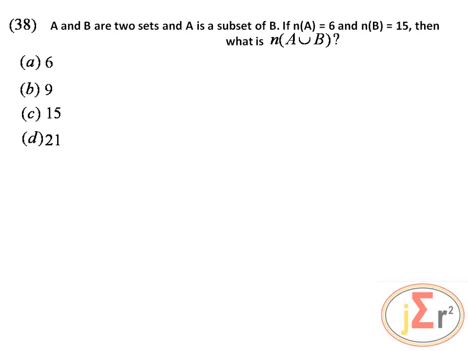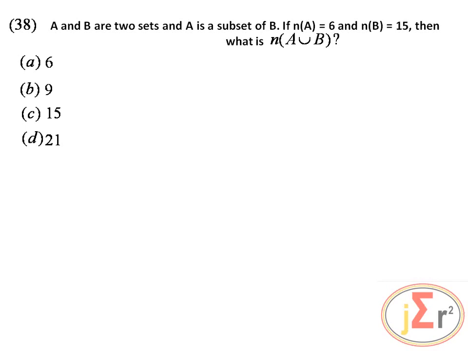A and B are two sets, and A is a subset of B. If n(A) is equal to 6 and n(B) is equal to 15, then what is the number of elements in A union B? So we have n(A) is 6 and n(B) is 15. Then what is n(A union B)? And of course, we can just reason that out.